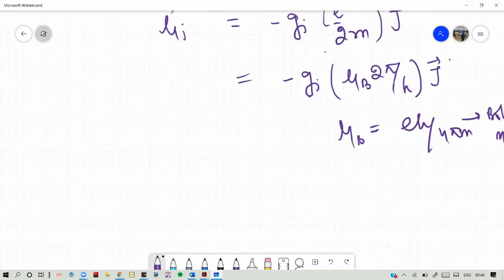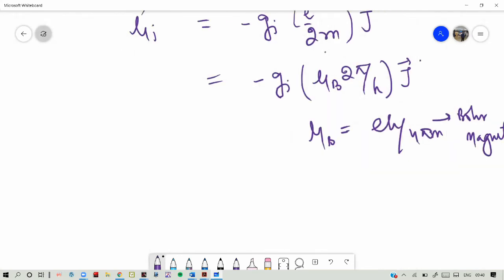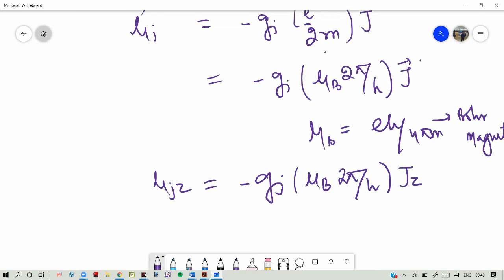Now we are applying the magnetic field along the Z direction. So mu_J will be quantized along Z. Like we have L_z, we have mu_Jz, the Z component of the total magnetic moment, which will precess around the direction of the magnetic field. It is minus g_J mu_B J_z, where J_z is the total angular momentum along the Z direction.